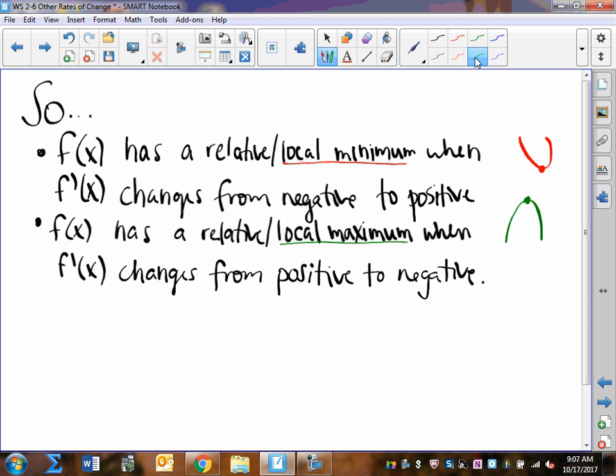Now, these are also the justifications we have to use, because the AP exam loves to make you write stuff. So when it asks you to justify, this is actually the reason why. You could say f of x is a local maximum at x equal to -3 because f prime of x changes from positive to negative.